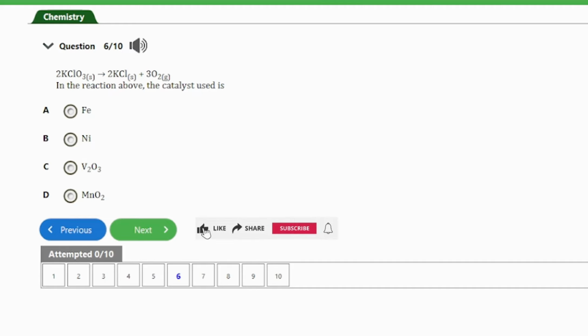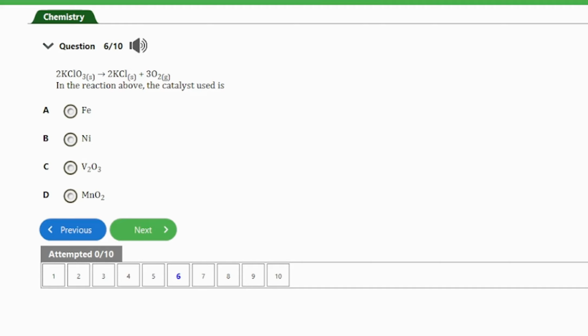Manganese 4 oxide. So guys, the answer to this question is option D, and that's manganese 4 oxide. So the reaction above is actually one of the ways oxygen can be produced in the laboratory. It involves the thermal decomposition of potassium chlorate to release all its oxygen when heated above its melting point.